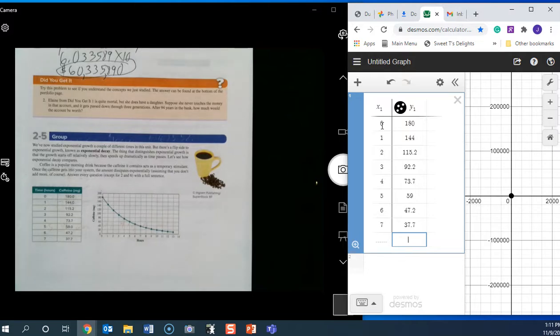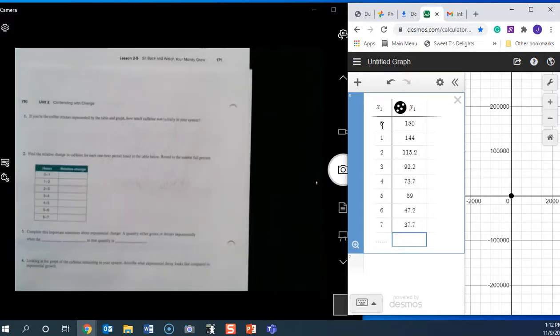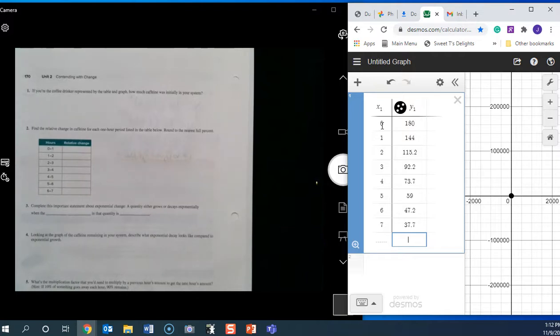Coffee is a popular morning drink because the caffeine it contains acts as a temporary stimulant. Once the caffeine gets into your system, the amount dissipates exponentially, assuming that you don't add more. Answer every question except for 2 and 6 with the full sentence. All right, so we go here to the back. It says number 1.